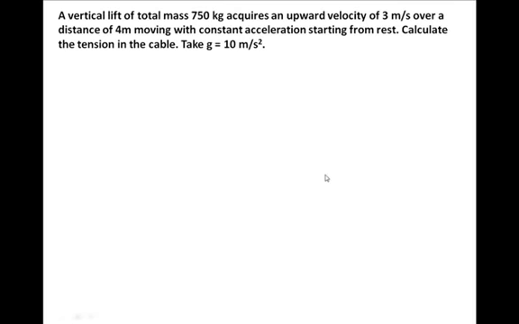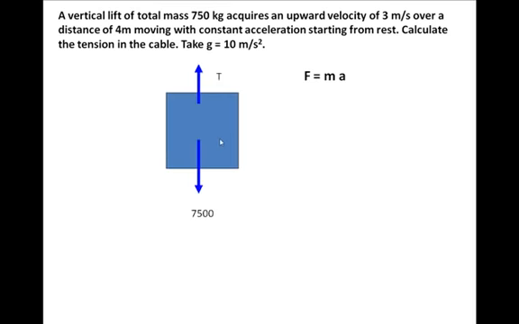Okay, look at the second problem. It says a vertical lift of total mass 750 kg acquires an upward velocity of 3 meter per second over a distance of 4 meter, moving with constant acceleration starting from rest. Calculate the tension in the cable. Take g as 10. So what we do is we draw the free body of this lift or elevator. Now we have taken g as 10. So in the free body we have the weight and the tension.